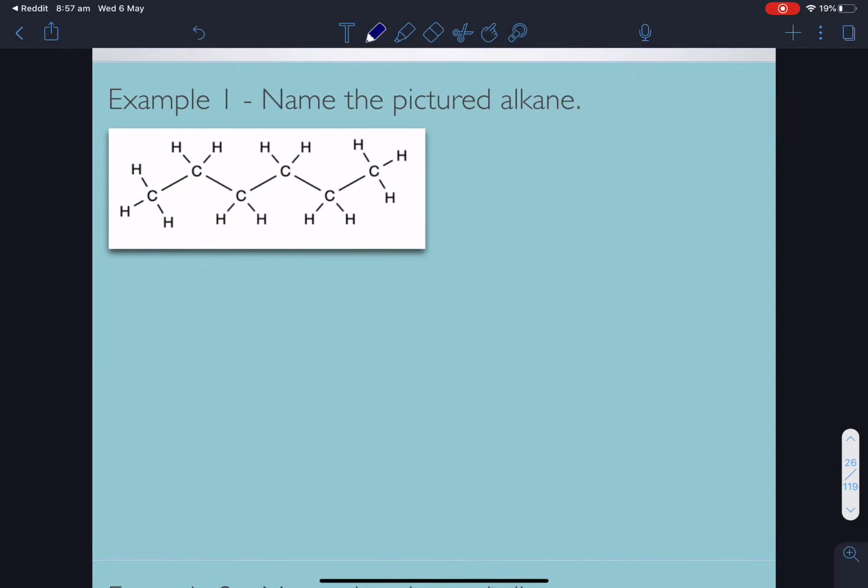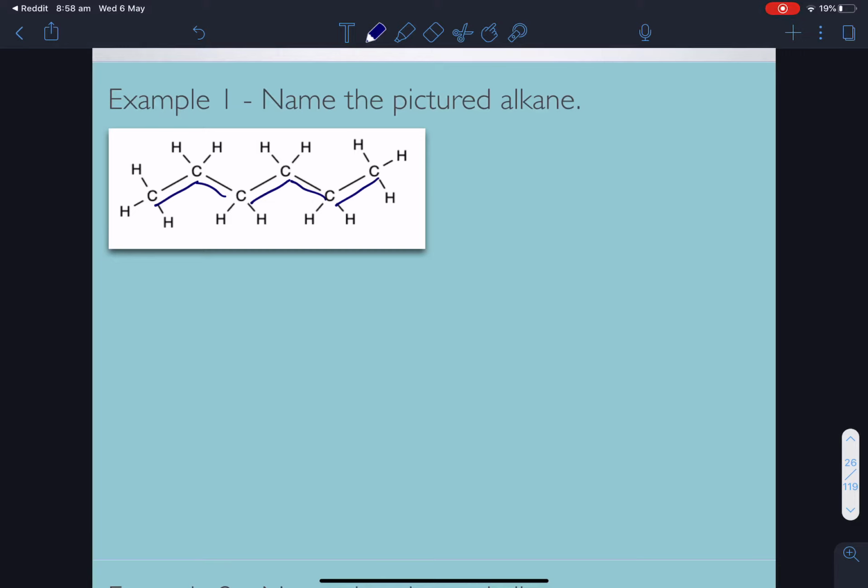Okay, so name the picture alkane. We've got a carbon-to-carbon backbone here, and that's it. It's a nice simple one. We call it a straight chain hydrocarbon, even though it's bent. Remember, 109.5 degrees in 3 dimensions here. But we call it a straight chain because it doesn't have branches. So this is a nice simple one.